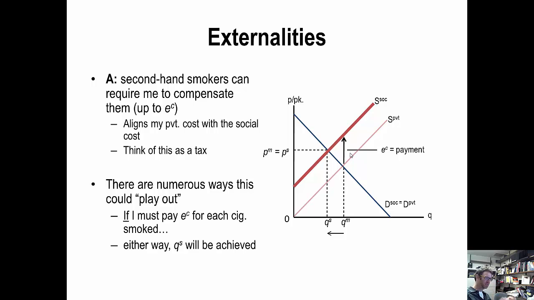then when I decide to smoke a pack of cigarettes, I'm not going to weigh just my previous private costs. I'm going to factor in that compensation as well, that I could pay secondhand smokers, which effectively raises my private cost curve up to the social cost curve. And now when I decide to smoke, I'm going to be equating my private costs to the social cost, which is now really my private cost. And I'll choose to smoke fewer cigarettes.